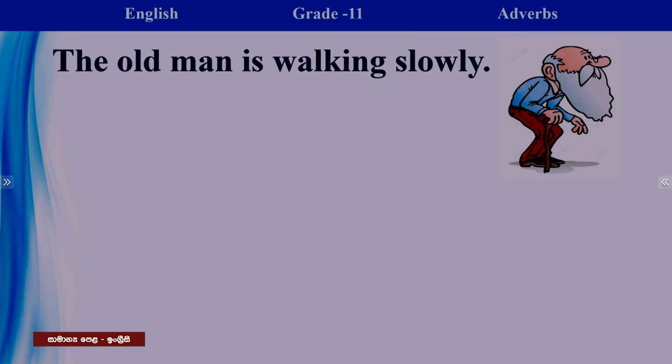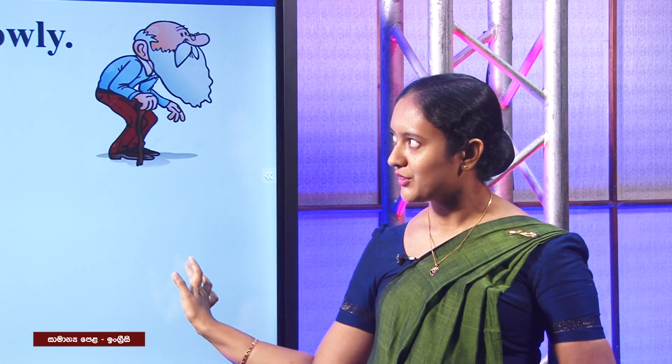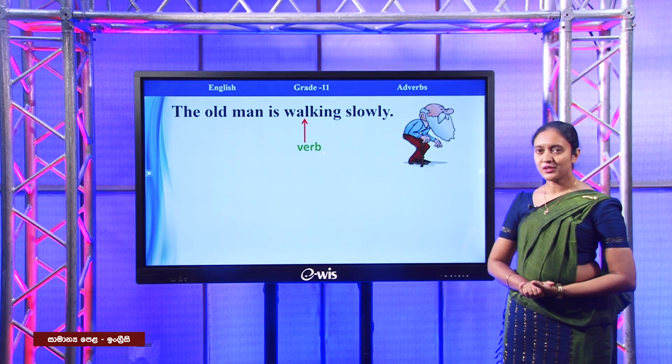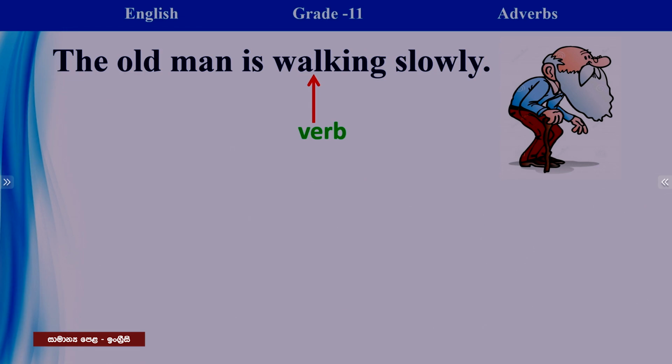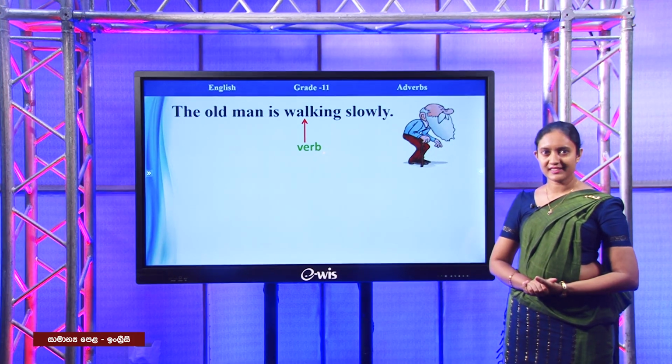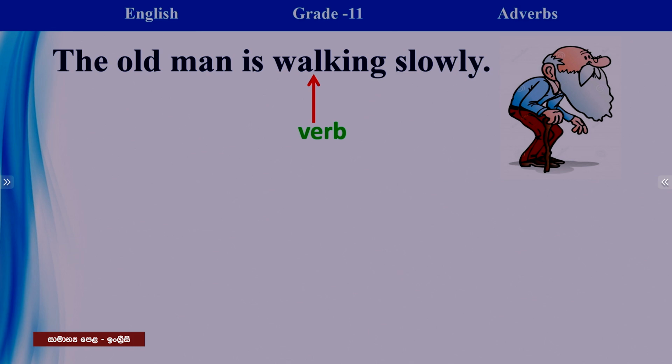So, children, can you tell me the verb here? What is the verb here? Yes, you know that. It is walking. So, can you tell me another word which describes this action? How is he walking? Yes, he is walking slowly. Now, pay your attention to this word slowly. This word slowly describes the action of the old man. So, how is he walking? He is walking slowly. So, we call it an adverb.